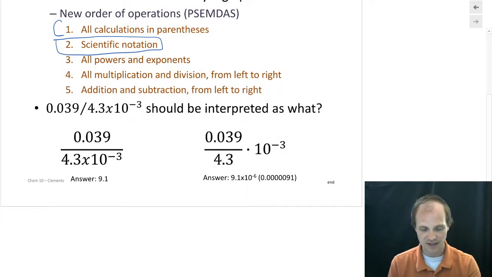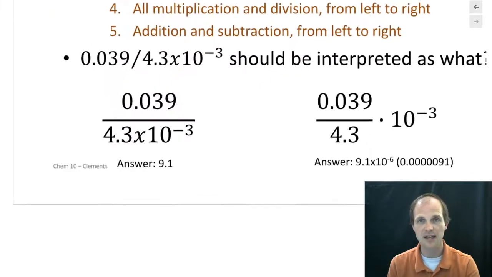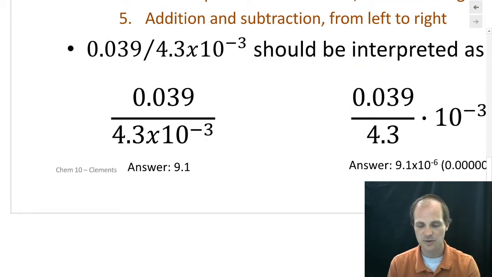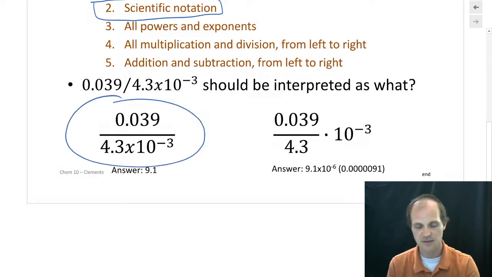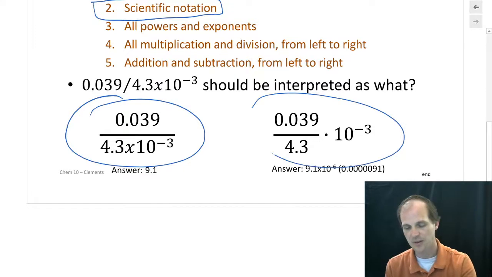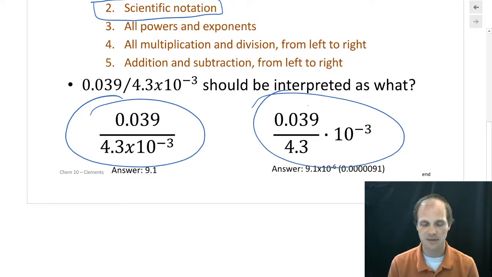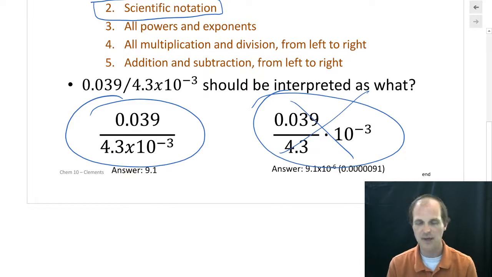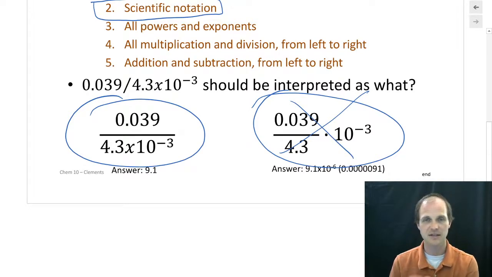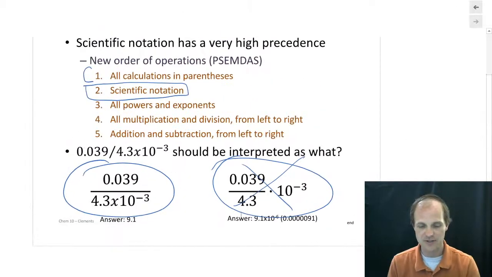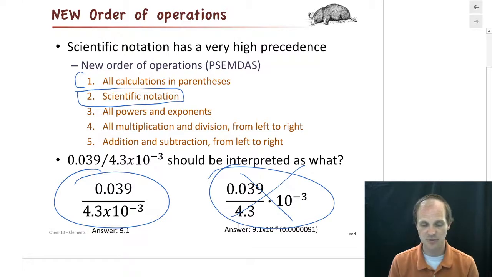So everything else looks the same in there. If we take 0.0039 divided by 4.3 times 10 to the minus third, which way are we going to interpret it? Are we going to interpret it as the 4.3 times 10 to the minus third is on the bottom? Or are we going to divide by 4.3 and then multiply by 10 to the minus third? And the answer is this first one. The scientific notation, when you have the times 10 to the something, that's one number. You keep it together. You never split it apart because that's just a way of representing a single number. It's not really representing a multiplication. So make sure that you are using the proper precedence for scientific notation. It has precedence over powers and exponents, multiplication, division, and addition, and subtraction.